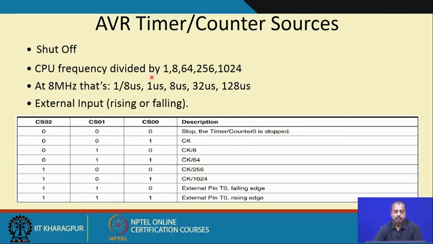The CPU frequency may be divided by these values, and accordingly, at 8 megahertz, these are 1/8 microsecond, 1 microsecond, 8 microsecond, like that. So you can change the clock that is fed to the timer counter by setting these CS0 bits. And we can also have an external source, like 110 and 111. These are for the external pin T0, one is falling edge, another is rising edge. If you are taking the clock frequency from the outside world, it can be fed to the pin T0, and that will be either falling edge triggered or rising edge triggered.